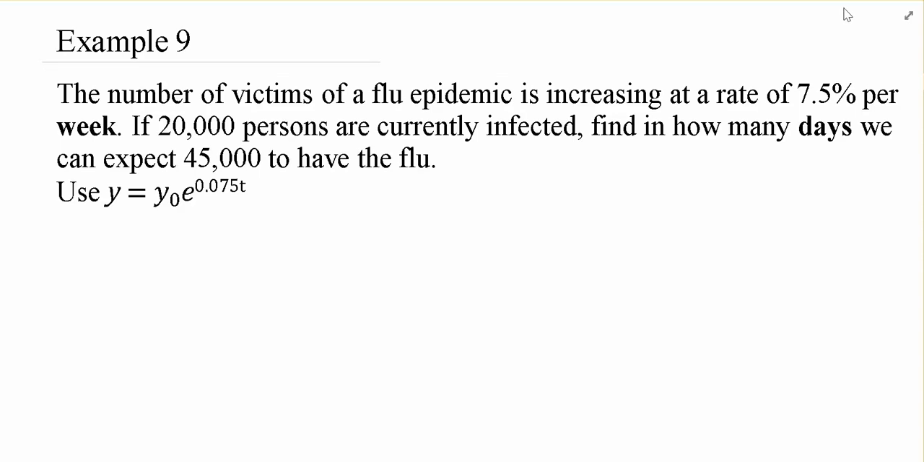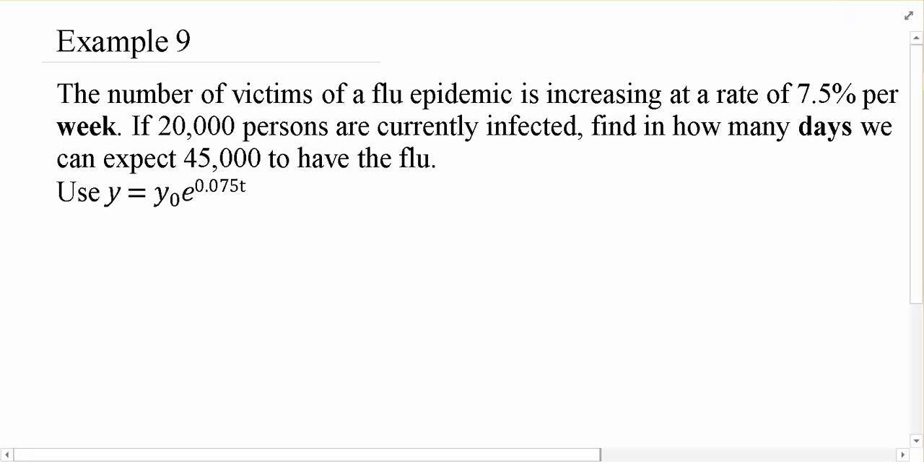So now let's take a look at a word problem. This one has to do with an exponential equation still. This says the number of victims of a flu epidemic is increasing at a rate of 7.5% per week. And you'll notice that I bolded per week here. If 20,000 persons are currently infected, find in how many days we can expect 45,000 to have the flu.